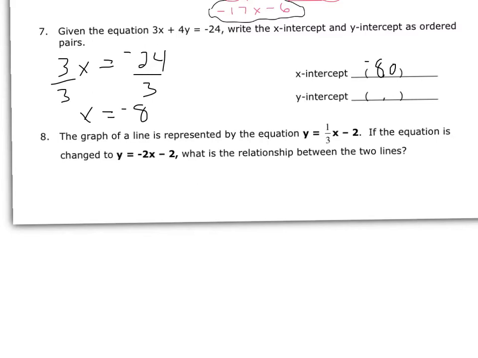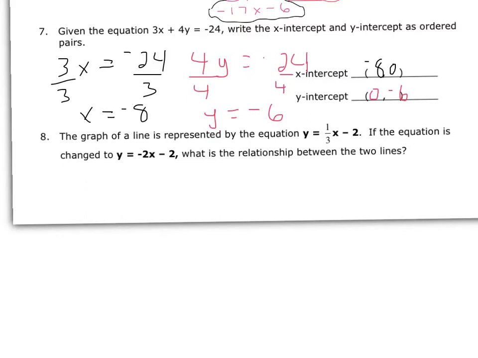Okay, to find the y-intercept, we're going to say that the x is 0, and we need to find the value of y now. So 3 times that 0 is 0, so we're going to just act like that's not there at all, and write the problem as 4y equals negative 24. And we will solve for y by dividing by 4. So y is equal to negative 6. So that's how I would write them as ordered pairs.